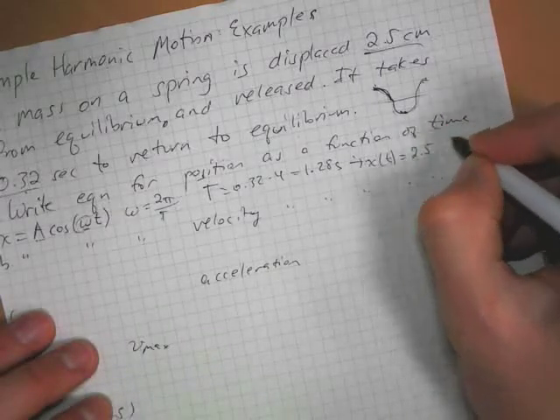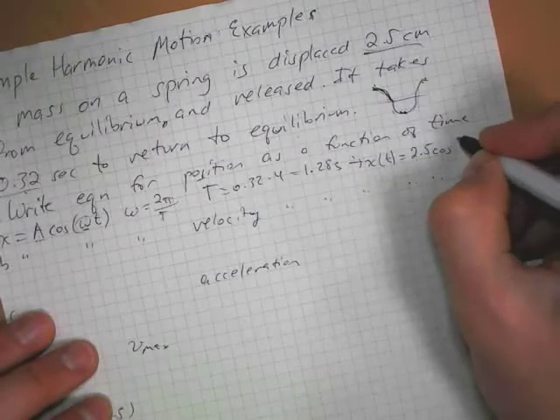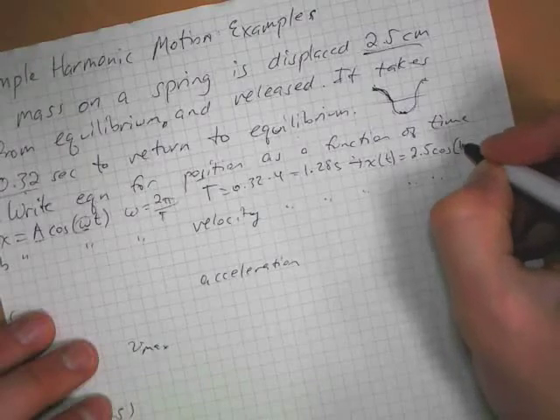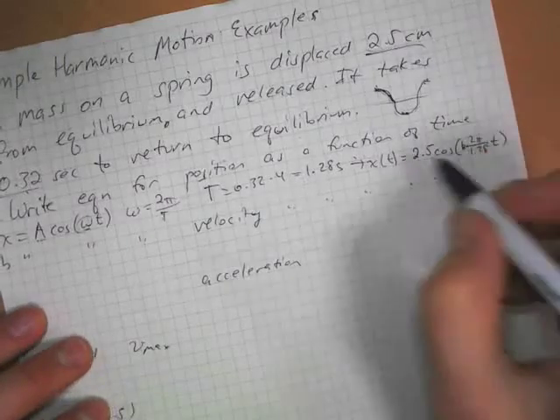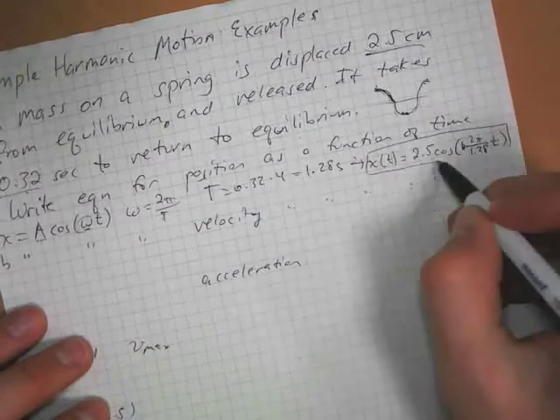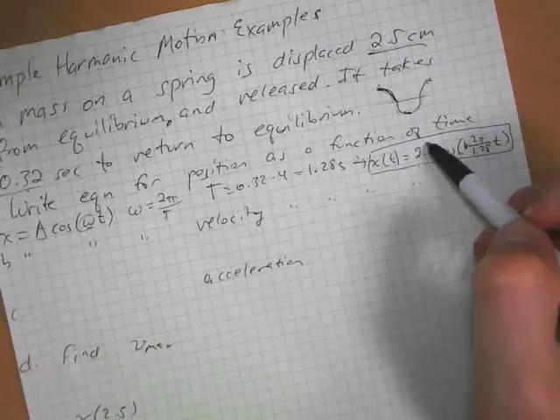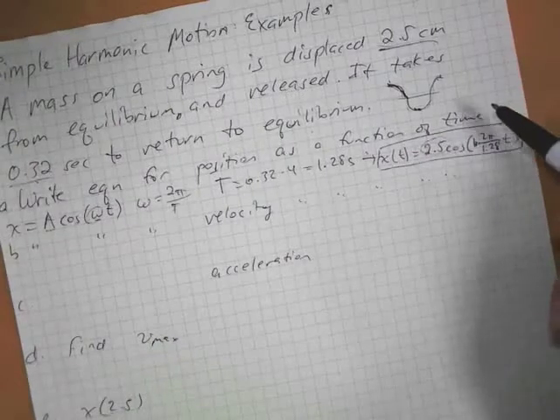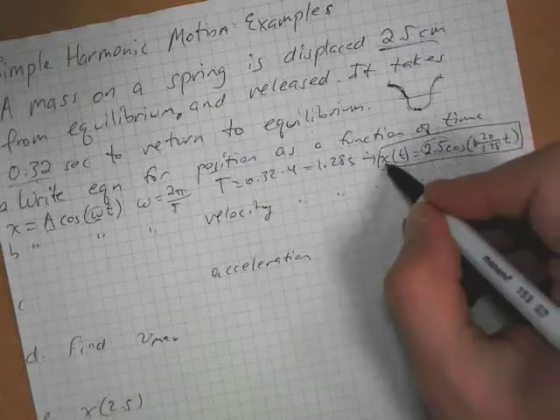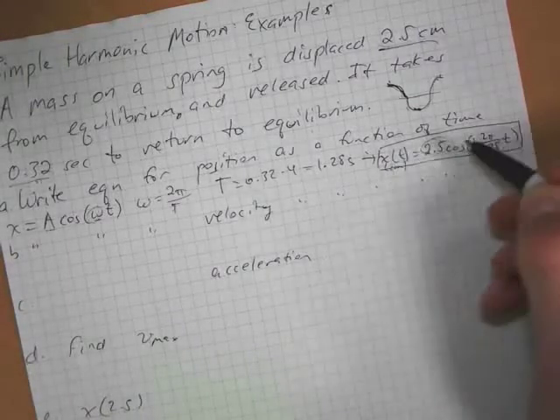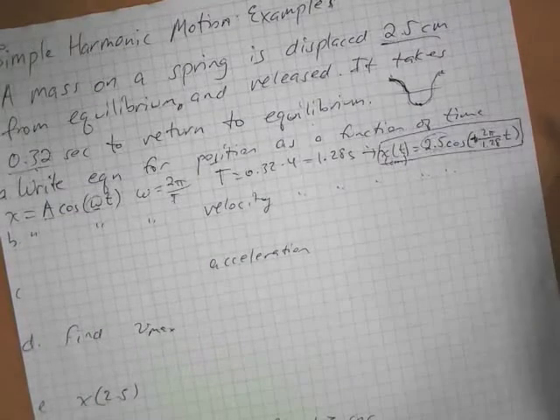So our position as a function of time is 2.5 cosine of 2 pi over 1.28 t. And that would be our answer. Depending on what a problem says, you might need to convert that to meters. I didn't really specify. So if you do something like this, you should specify that that's in centimeters probably. But the important thing is being able to write that equation.